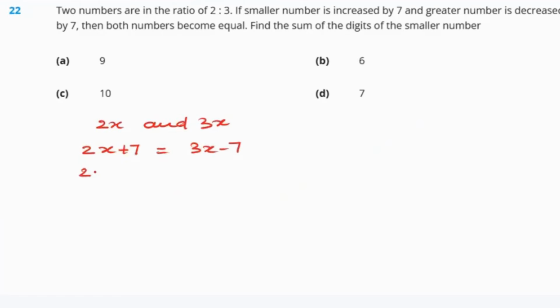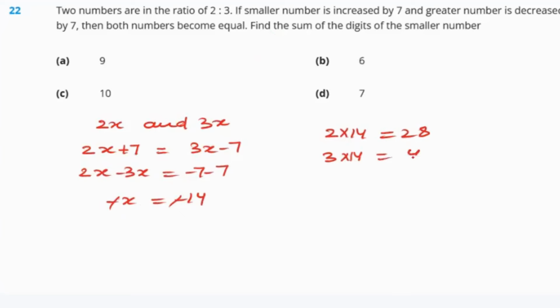When we are solving it, 2x minus 3x is equal to minus 7 minus 7. Minus x is equal to minus 14. So the value of x is equal to 14. If the value of x is 14, the numbers would be 2 times 14, which is 28, and 3 times 14, which is 42. The question is saying we need to find the sum of the digits of the smaller number. So that will be 2 plus 8, which equals 10. So our correct answer is option C, 10.